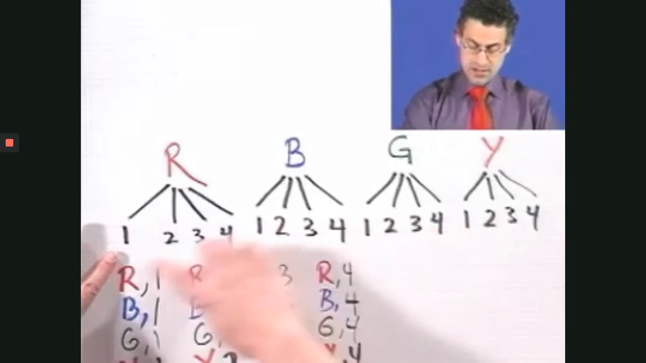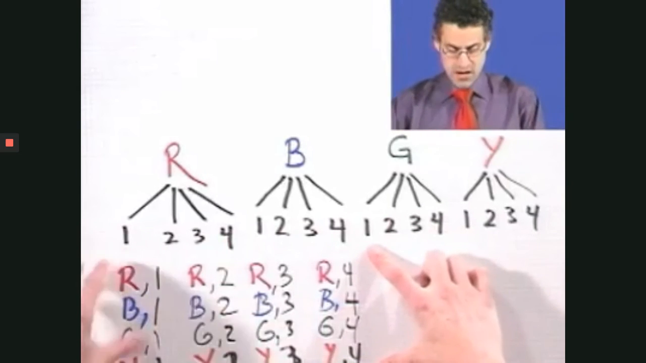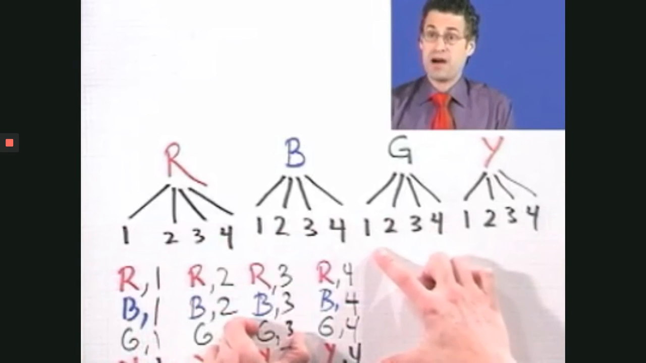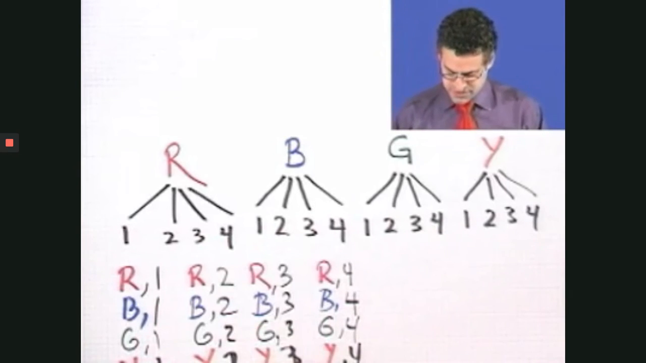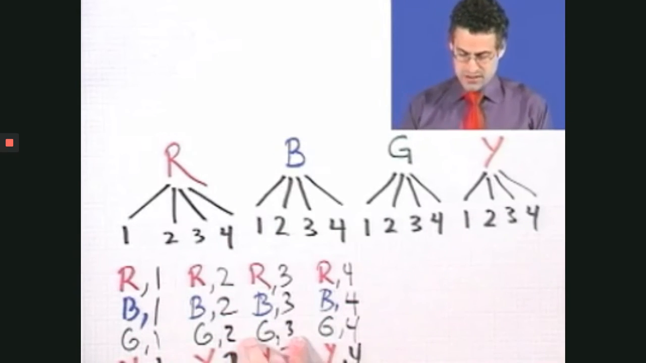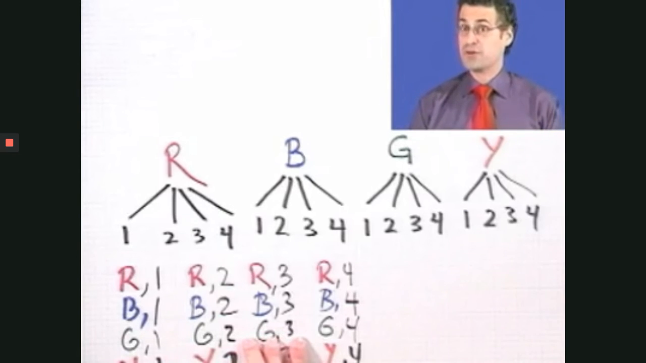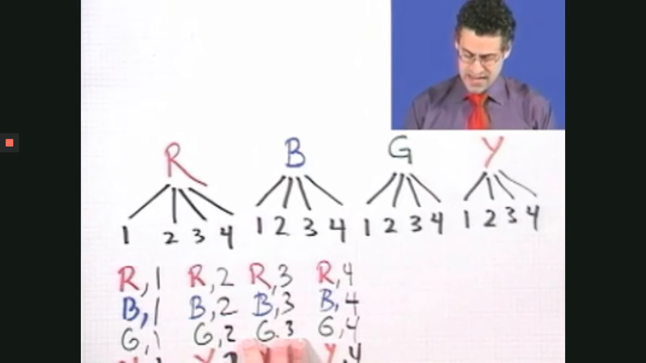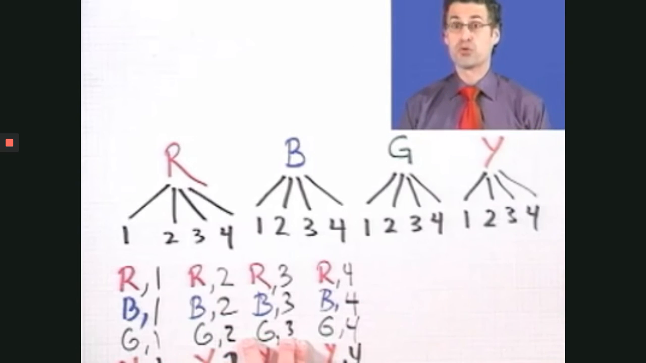Now, let's take a look. This entire collection represents the sample space, where each one of these is a possible outcome. Let's just make sure we understand, for example, what this outcome right here means. That means that the first spinner lands pointing on green, and the second spinner lands pointing on 3.